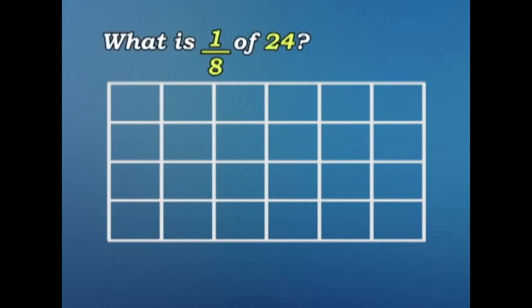What is 1/8 of 24? What is 24 divided by 8? That's 3. Let's colour 3 of them. Let's colour another 3 of them, but let's colour them a different colour. Now let's colour another 3 of them, but let's colour them a different colour.